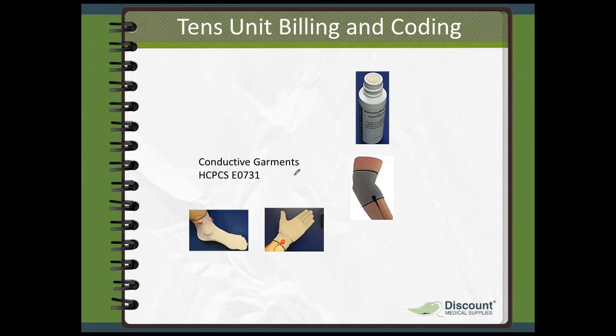This is something people forget, conductive garments. The HCPCS code is E0731, and along with the conductive garment, you do need the electrode spray. So this is important, the skin spray, to give a conductive appearance for the TENS unit. But they come in all different shapes and sizes. They come for the hand, the foot, we have for the knee, the elbow.